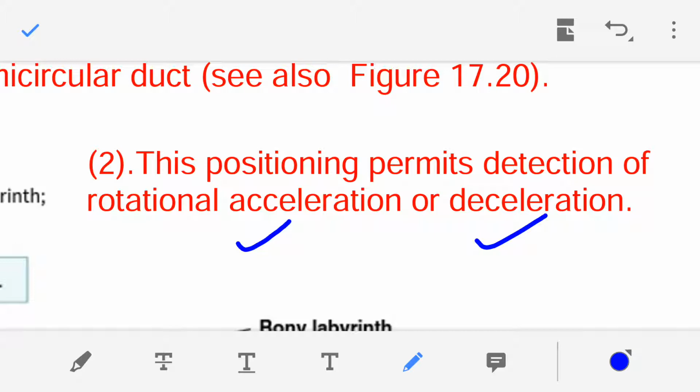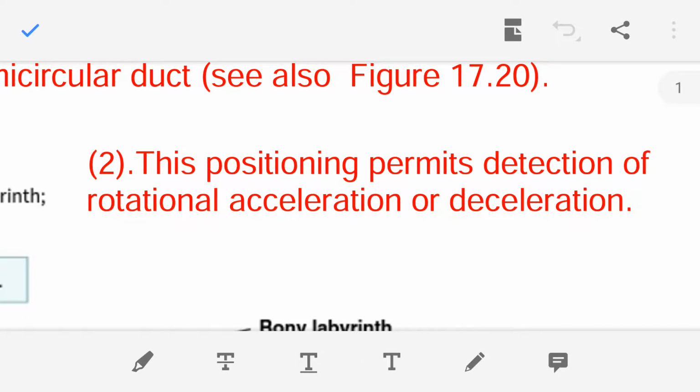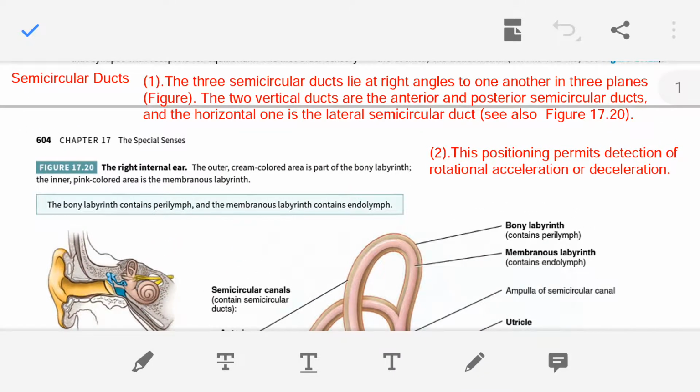And what is rotational deceleration? We are not going to dance continuously. After some time, what will happen is the dancing speed of our body is going to decrease, and gradually we are going to stop our body. So that is known as rotational deceleration, when we are decreasing our speed.